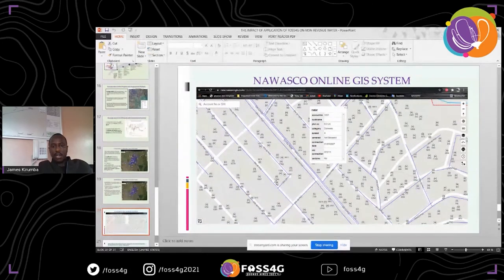This is a screenshot of the system. A user has clicked on one of the customer locations and all the information about that customer is populated. So when they are on the ground, when they are working, they are able to know the location as well as the information of the customer. Some of the information that we have in our GIS database for the customers is the account number. This is a unique identifier that identifies a customer. We have the customer name, the plot number, category, the zone ID, whether that customer is sewered or not, the connection date, as well as the meter serial number.